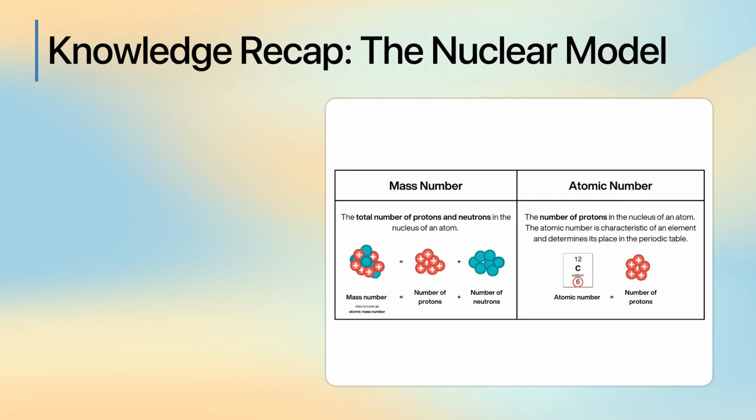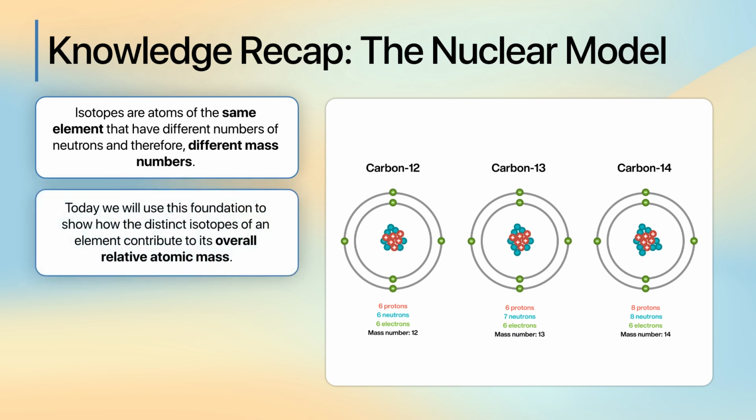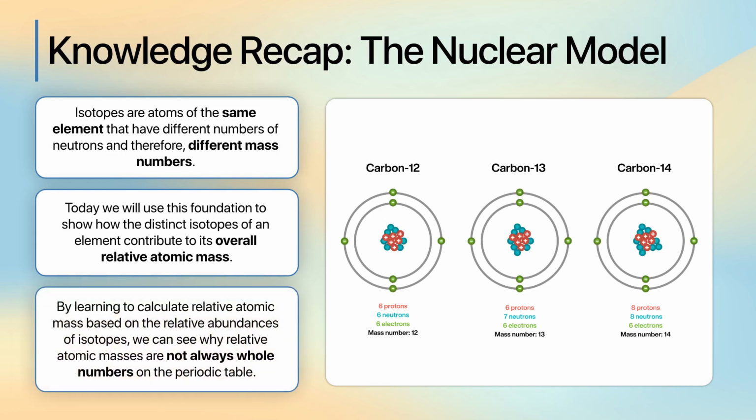So far, you have learned what isotopes are and explored the concepts of atomic number and mass number. You should already be familiar with how isotopes are atoms of the same element that have different numbers of neutrons, and therefore different mass numbers. Building on this foundation, today's lesson will enhance our understanding by showing how the distinct isotopes of an element contribute to its overall relative atomic mass. By learning to calculate relative atomic mass based on the relative abundances of isotopes, we will see why the relative atomic masses listed on the periodic table are not always whole numbers.